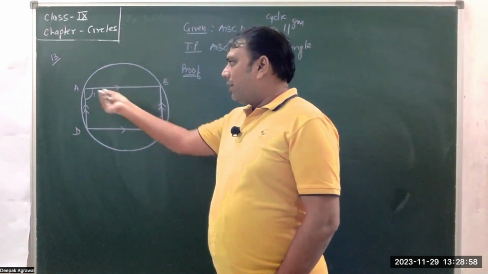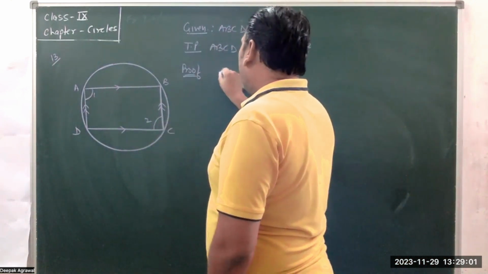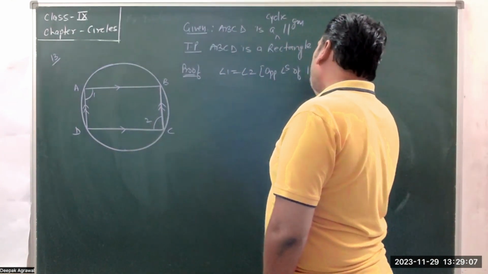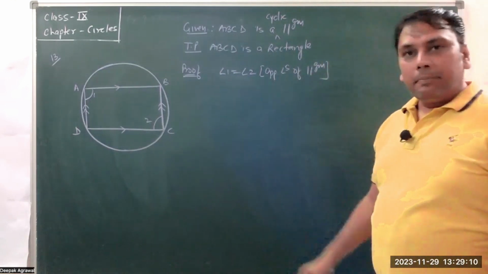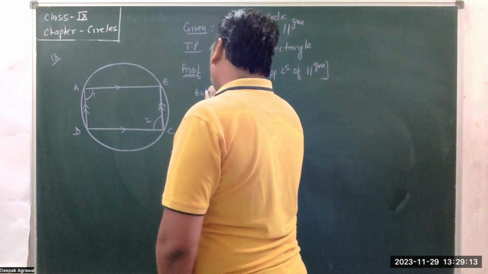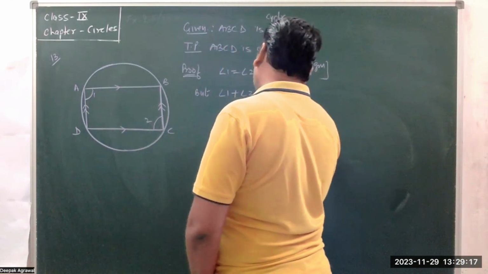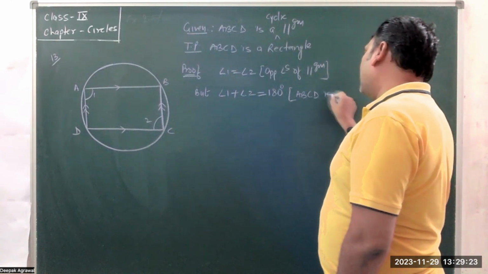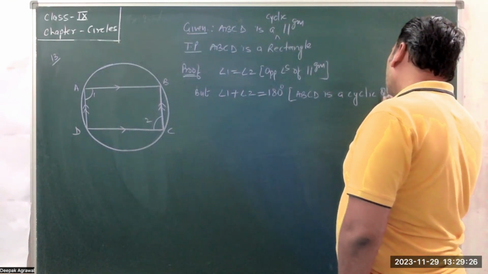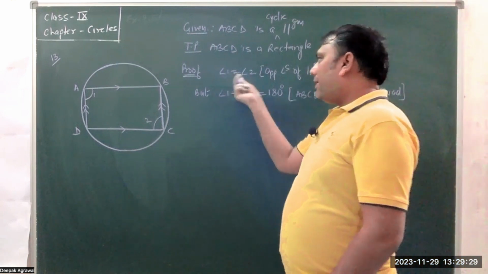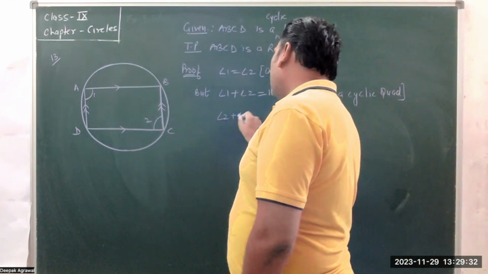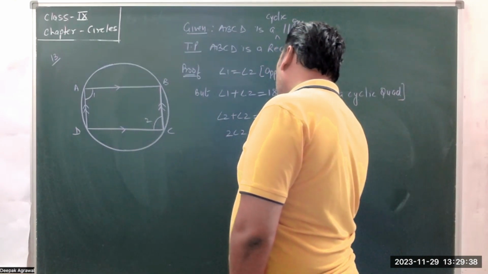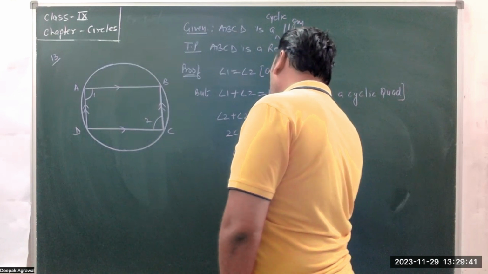I have just marked 2 angles, 1 and 2. So angle 1 is equal to angle 2. Reason? Opposite angles of a parallelogram. But angle 1 plus angle 2 has to be 180 degrees. Reason? ABCD is a cyclic quadrilateral. So if I replace angle 1 by angle 2, angle 2 plus angle 2 is 180. That means twice of angle 2 is 180. That means angle 2 is equal to 90 degrees.